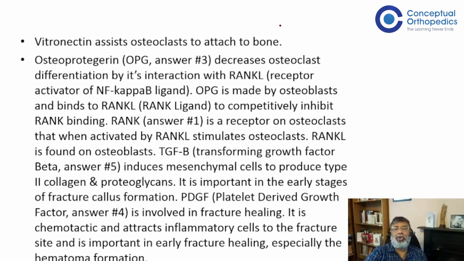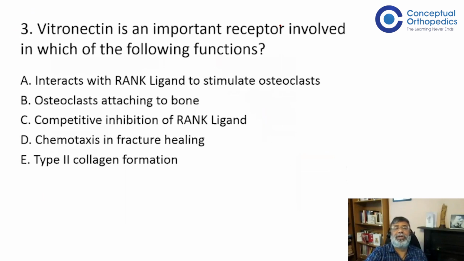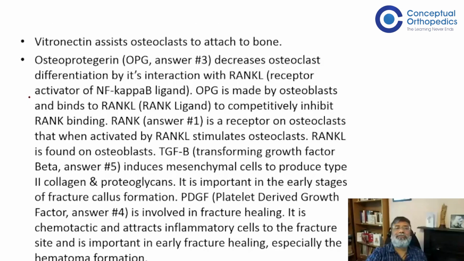What it is doing is ruling out all other options. So somebody who made this has given you this answer. It is ruling out that RANKL is not important for vitronectin, neither are RANKL ligands competitive, that is OPG. Chemotaxis in fracture is a different phenomenon, and type 2 collagen is produced differently. So it's trying to tell you why it is B. You understand that? Okay, so let's go for the next question then.